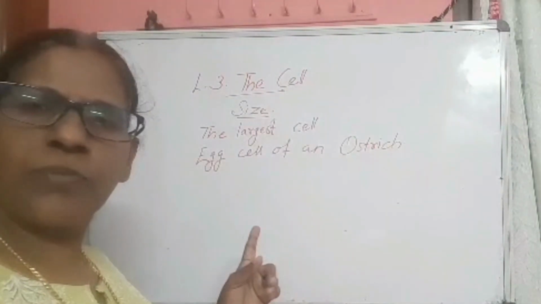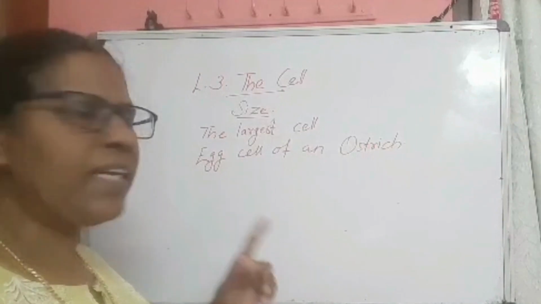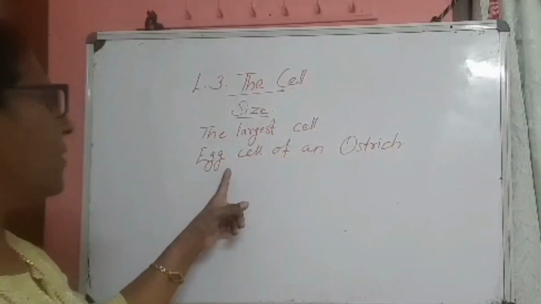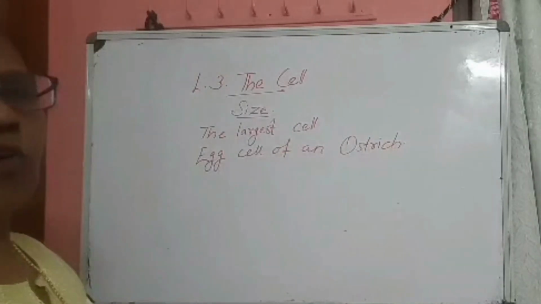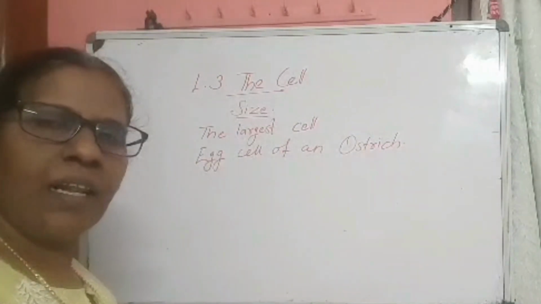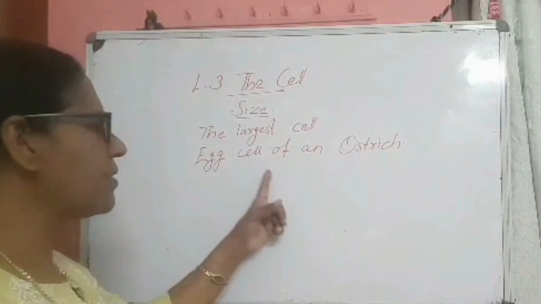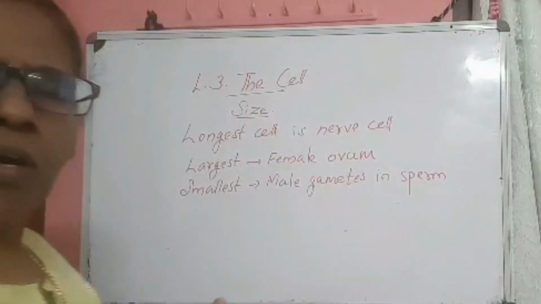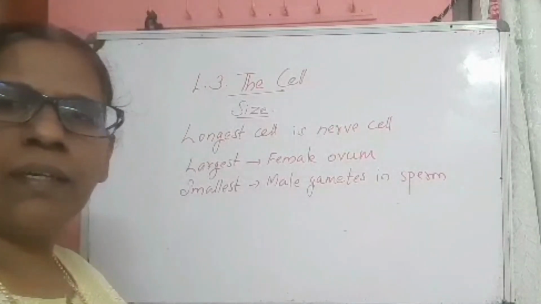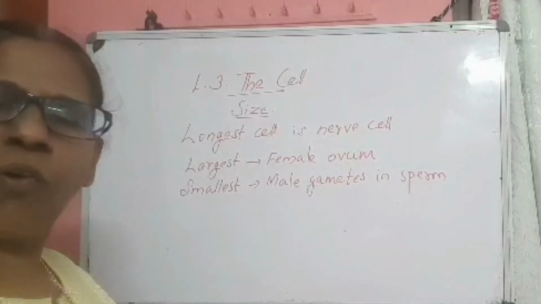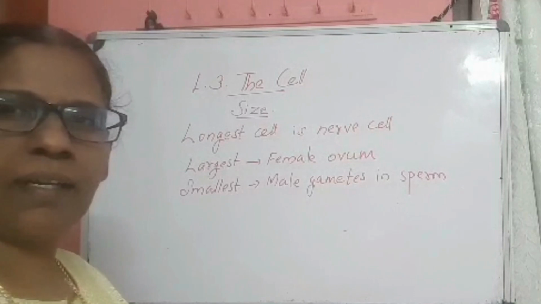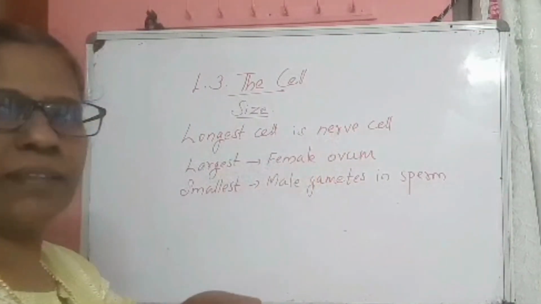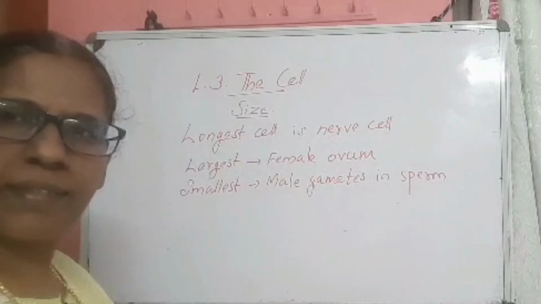We saw the smallest cell. Now let's see which is the largest cell. The largest cell is the egg cell of an ostrich. Now let's see the longest cell. Which is the longest cell? The nerve cell is the longest cell.